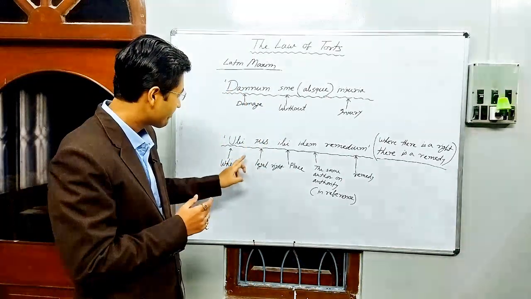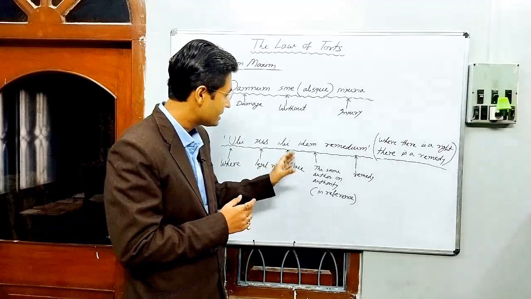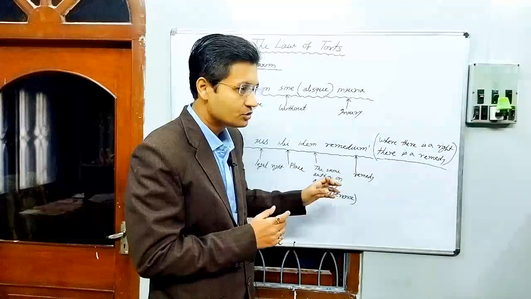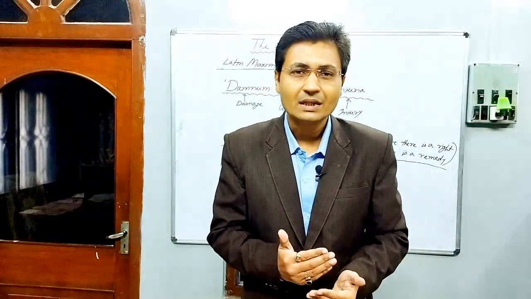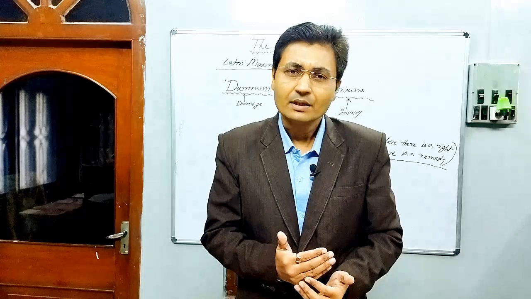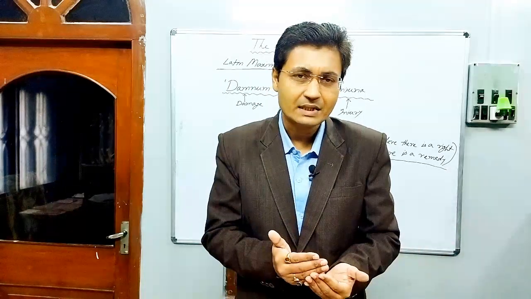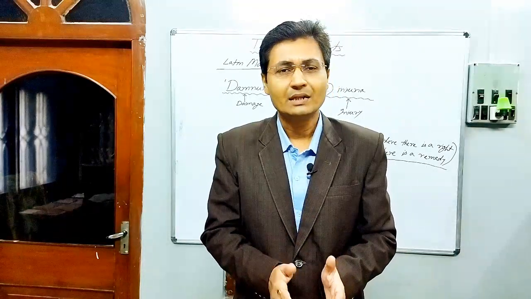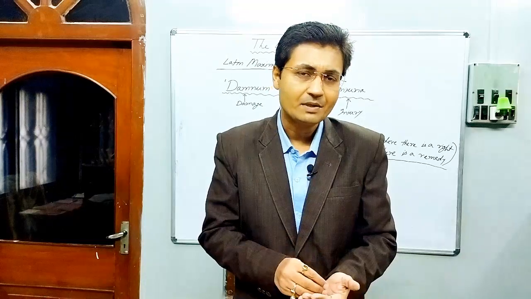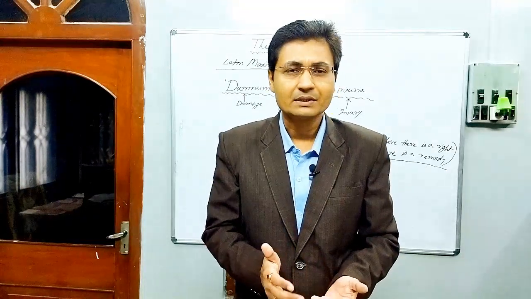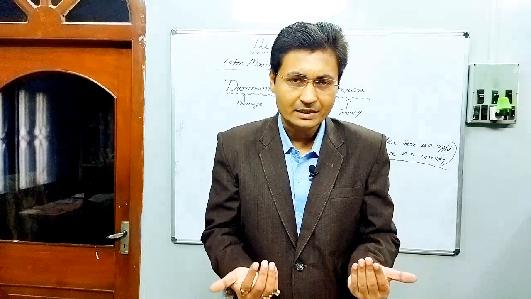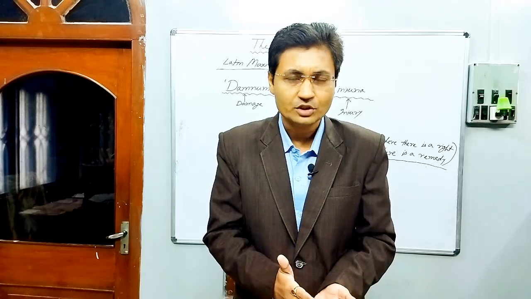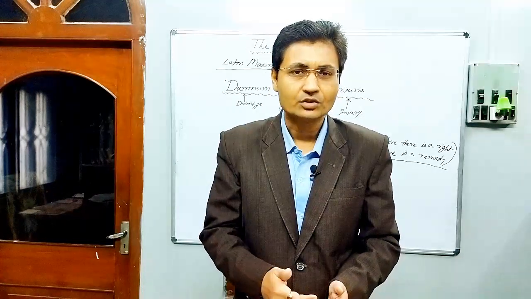So ubi means where, jus means legal right, ibi means place, idem means the same, and remedium means remedy. So if there is any violation of the legal right, there must be some remedy. So if there is any right, there is some remedy, but in case of damnum sine injuria, this principle is not applied, because damnum sine injuria says that even if the person has suffered some damage or loss because of the conduct of any person, unless and until there is the infringement of the legal right, it is not actionable.